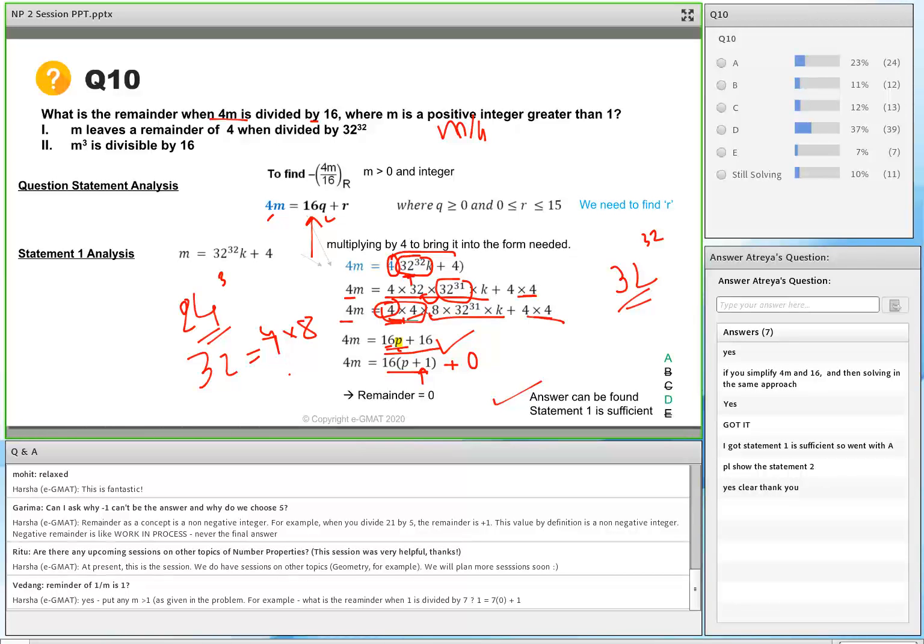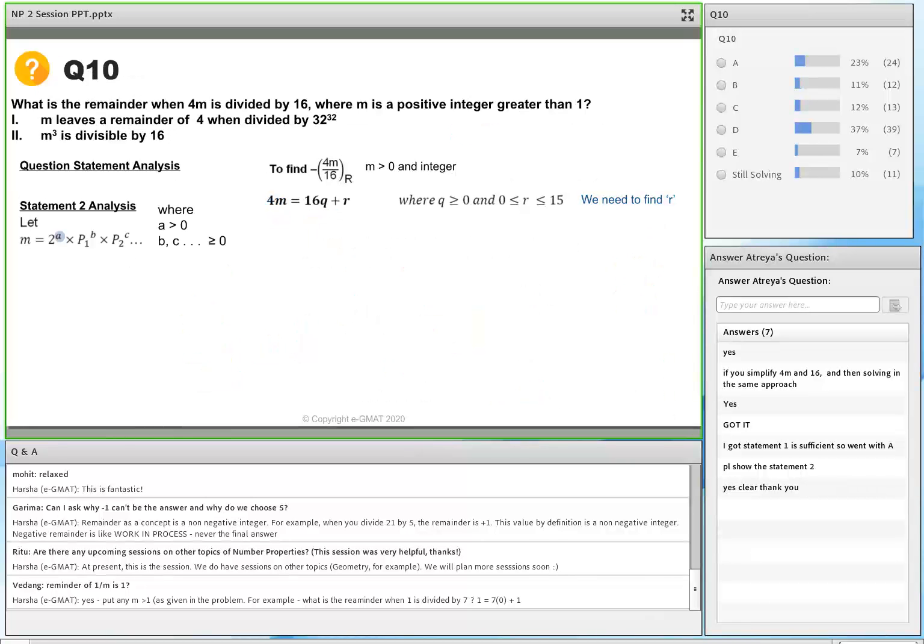This is just a representation of how you take out numbers from a bigger number. We just broke that out into its various steps. All right, this is clear to all of you. Let's move into the second statement.